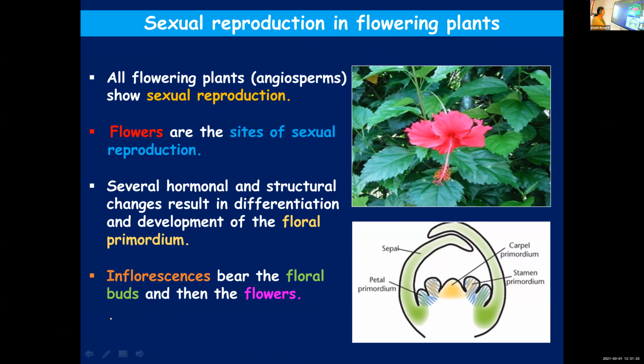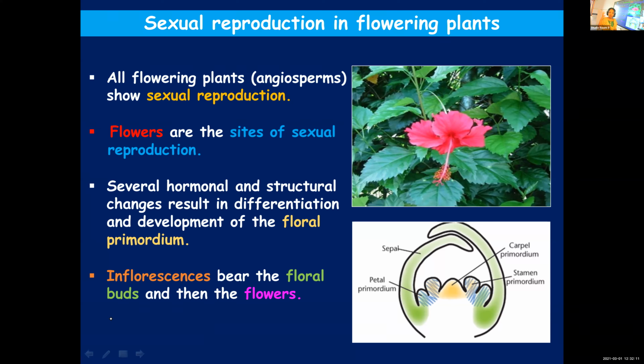Inflorescences bear the floral buds and then the flowers. Inflorescence means a branch of the plant bearing flowers. A group of flowers you can see arranged on a branch of the plant is known as inflorescence, a bunch of flowers. Inflorescences first form floral buds. The floral primordium will be formed first, and will lead to the formation of floral buds. These floral buds will gradually develop into flowers.